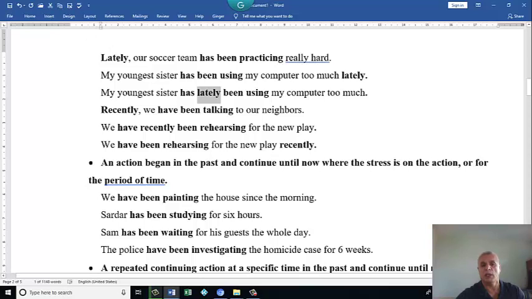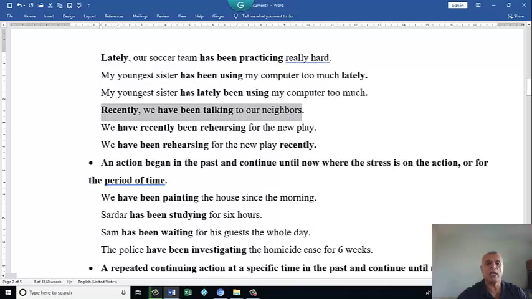Sometimes we put the adverb of duration at the beginning of the sentence to put more stress, or at the end of the sentence, with maybe less stress, maybe the action is more important than the duration. But the best way is to put it in the center, after the auxiliary verb, before the verb. Let's go to this: Recently, we have been talking to our neighbors.